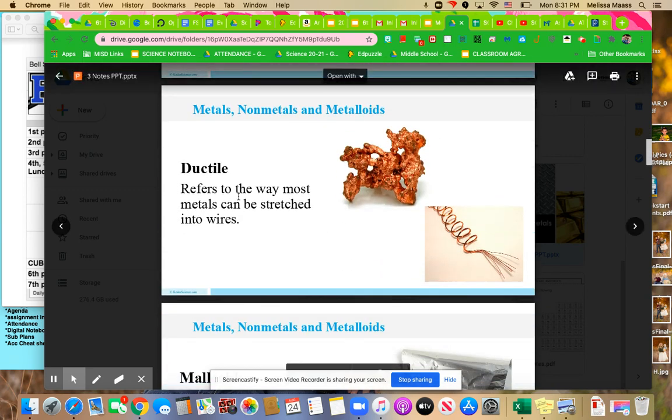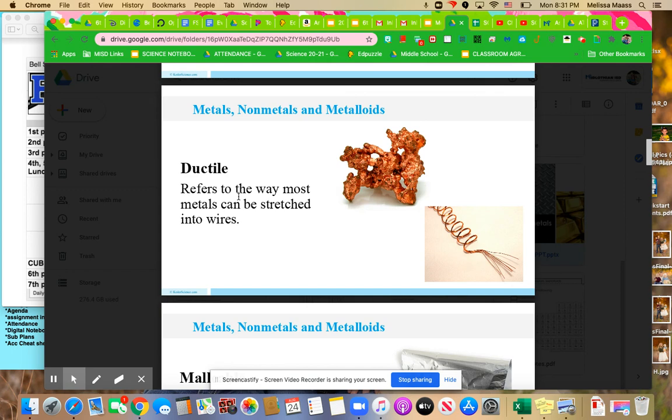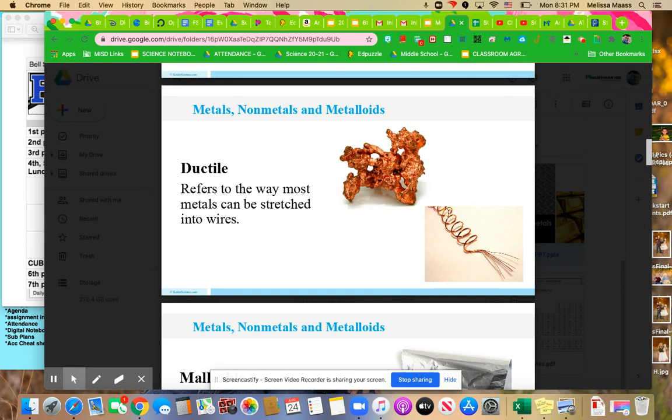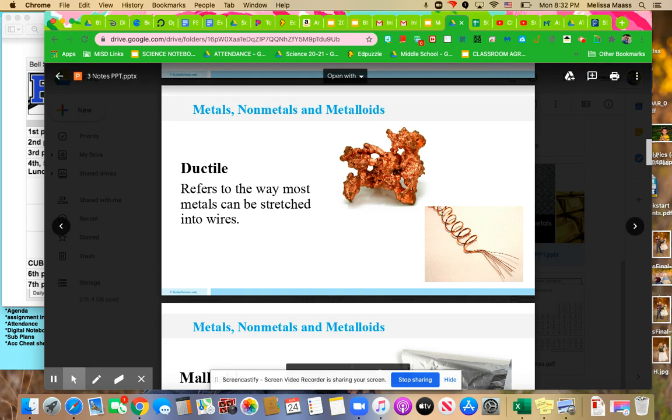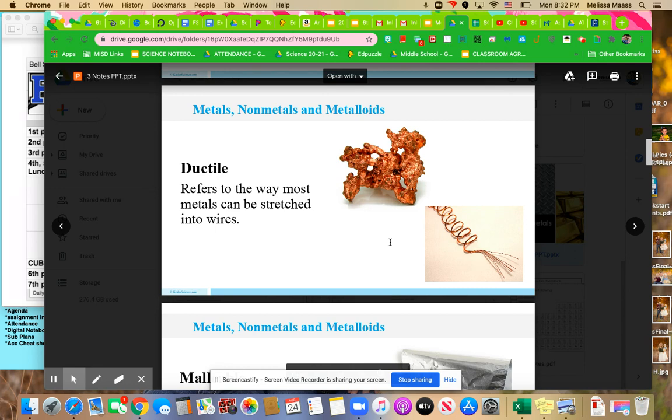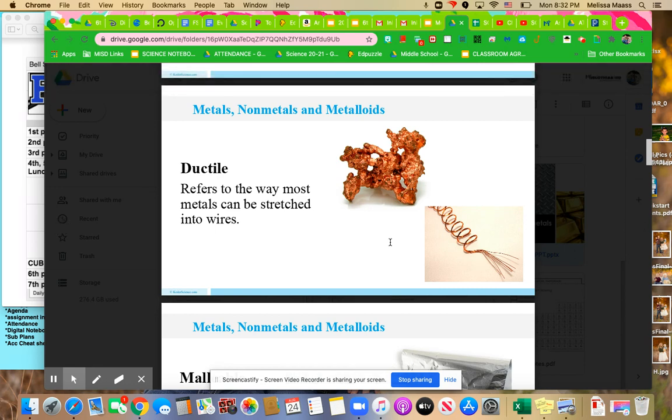Ductile. I didn't even talk about that one, but this is how a metal can be stretched into a wire. Like copper, you can take it and, well, you personally can't, but scientists and people out there that have the correct machinery can take this element and stretch it into wire, similar to the wires found in your home.